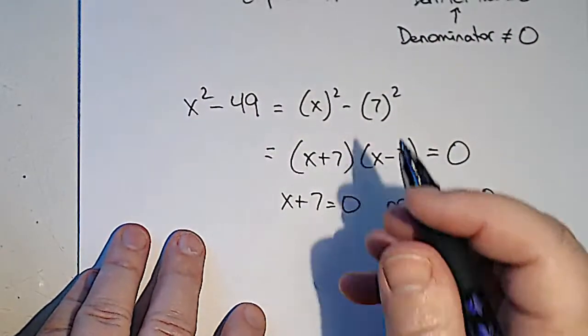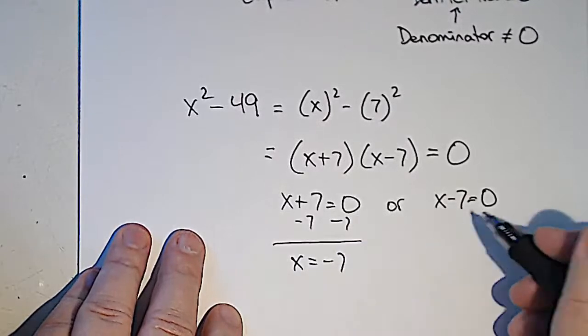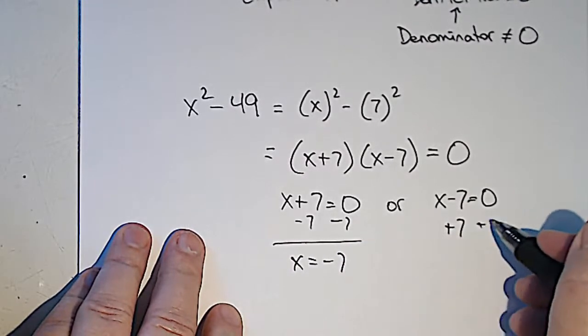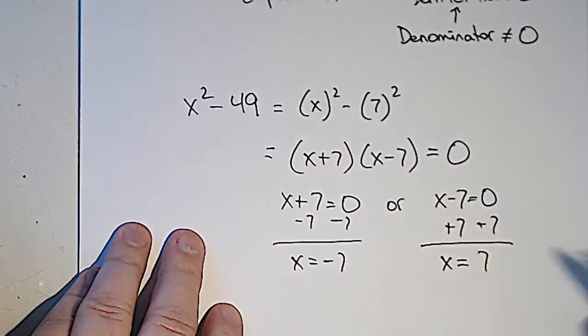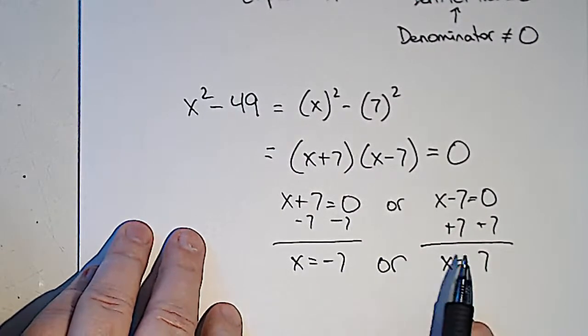Well, if x plus 7 equals 0, x equals negative 7. If x minus 7 equals 0, x equals positive 7. So my two possibilities are that x equals negative 7 or x equals 7.